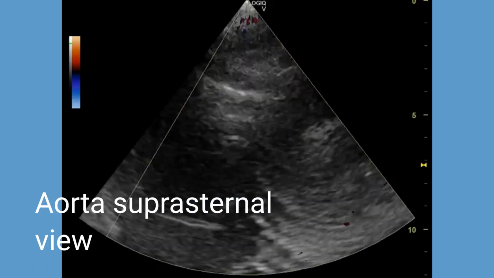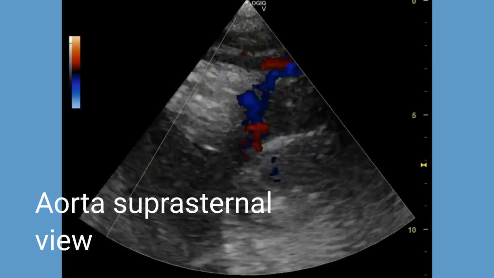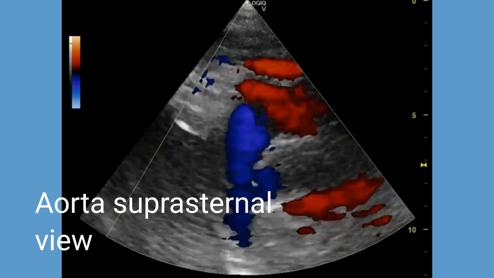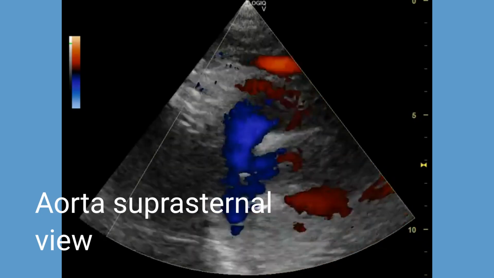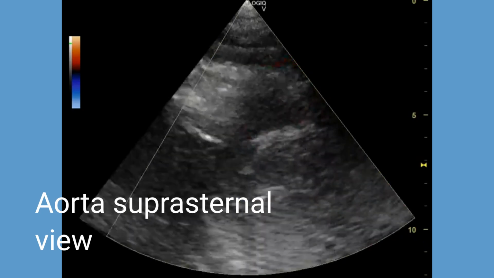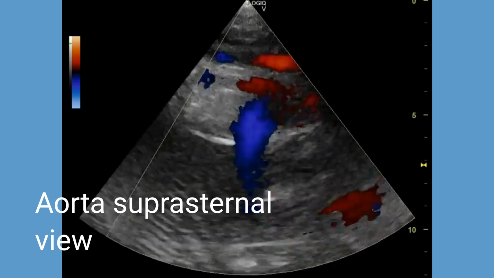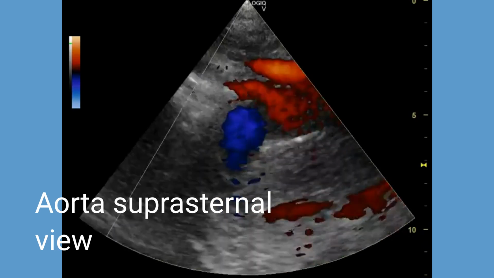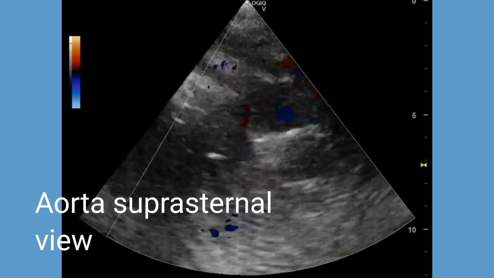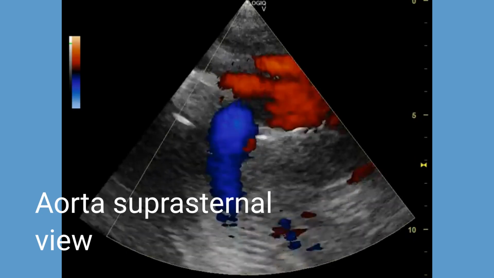In this video, we study a suprasternal view of the aorta in echocardiography. The suprasternal view is obtained by placing the transducer in the suprasternal notch, which is the depression at the base of the neck between the two clavicles, and directing the echo beam downwards towards the heart.